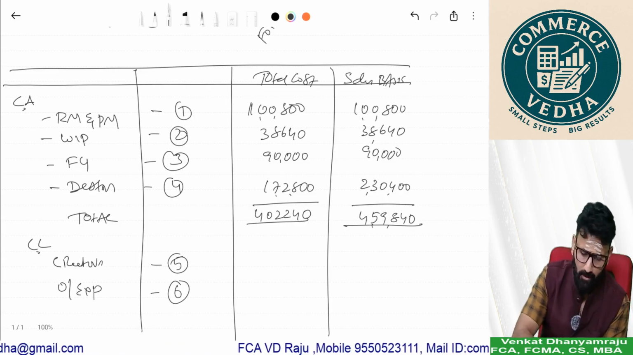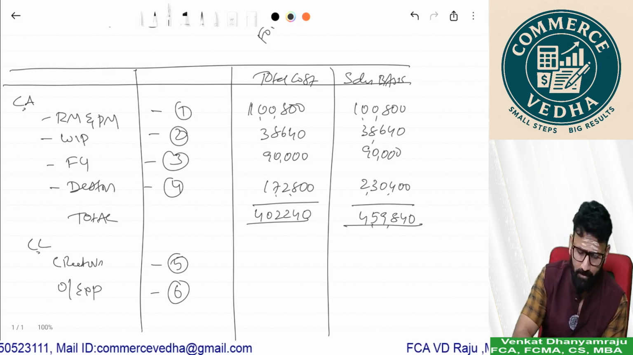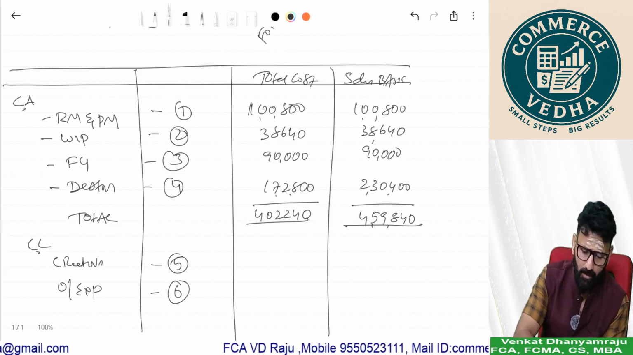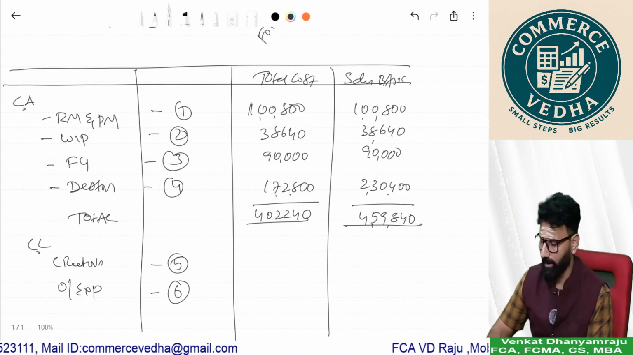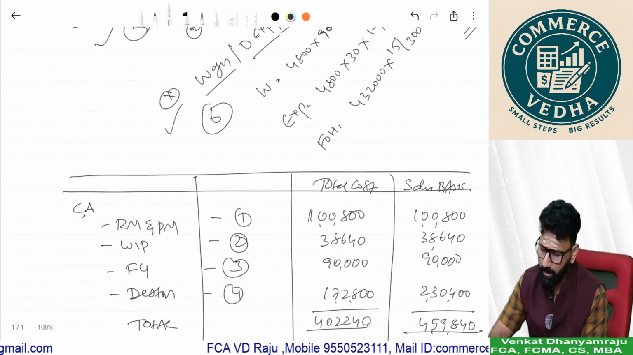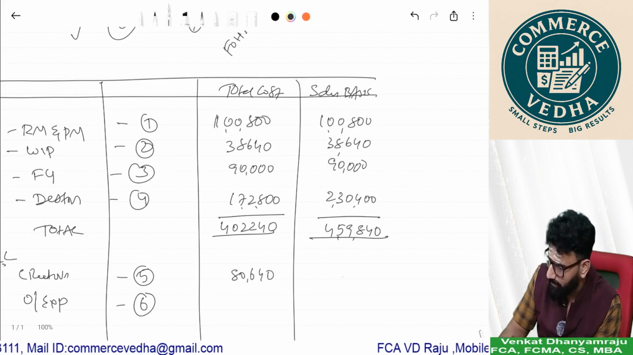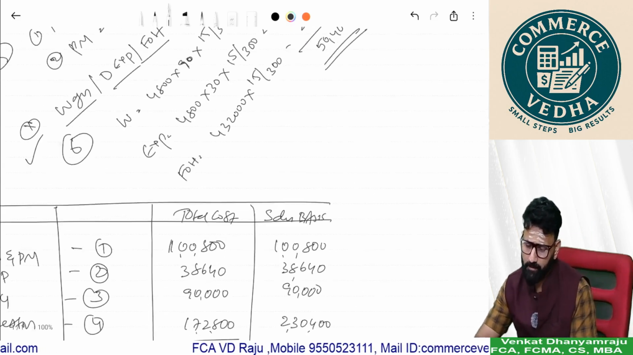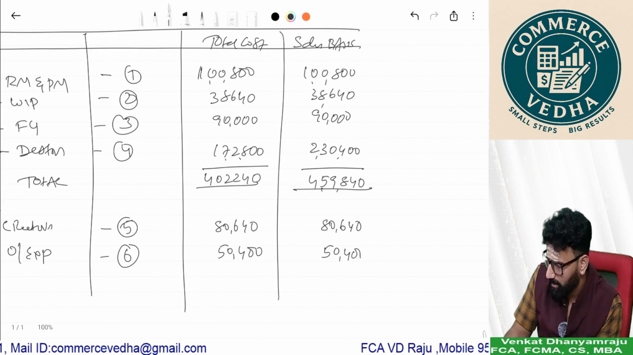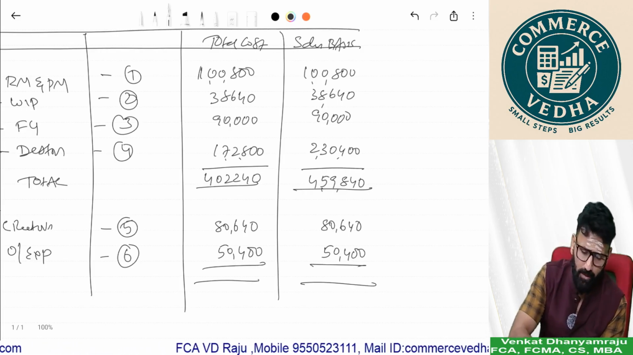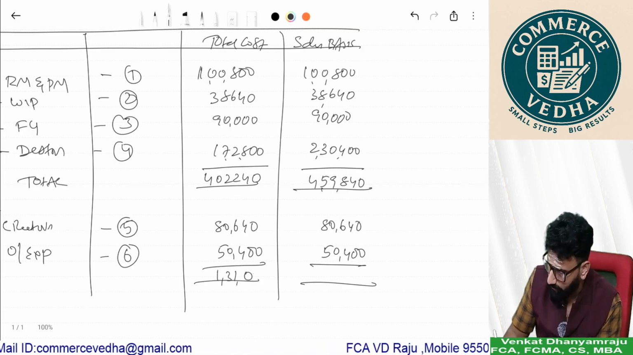I'm cross checking again. 100,800 plus 38,640 plus 90,000 plus 172,800 is 4,02,240. Perfect. 100,800 plus 38,640 plus 90,000 plus 230,400 is 459,840. And creditors for both raw material and packing material put together 80,640. And expenses total 50,400. So 80,640 plus 50,400 is 131,040.